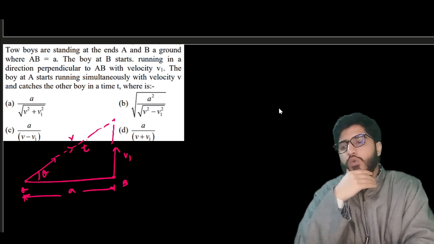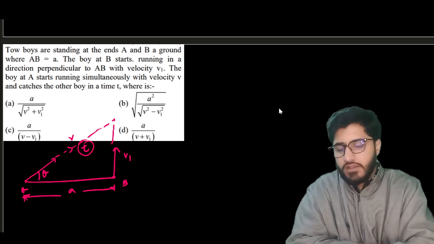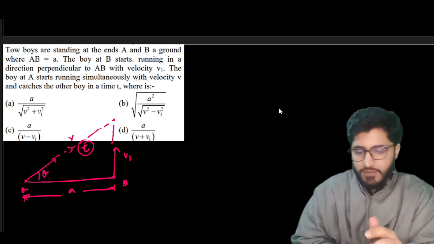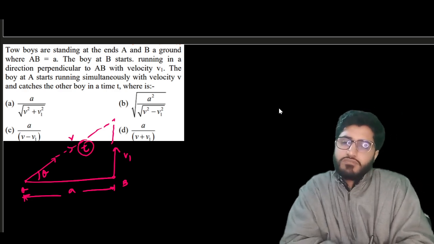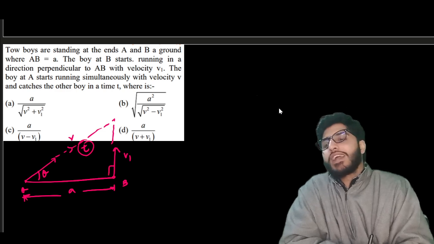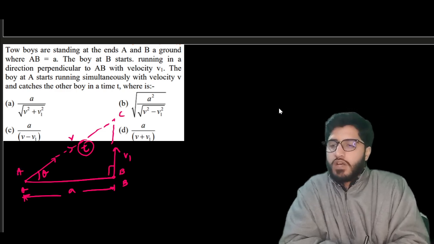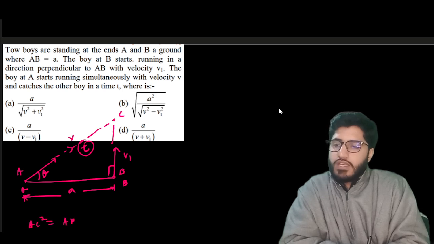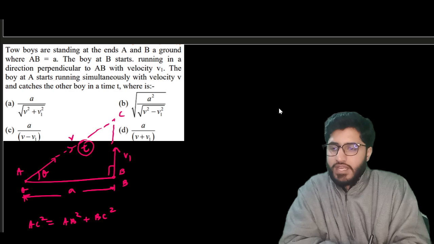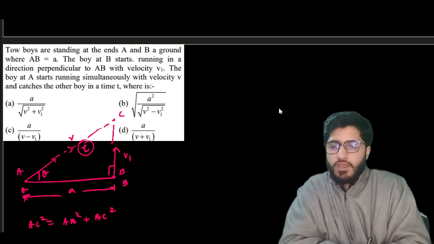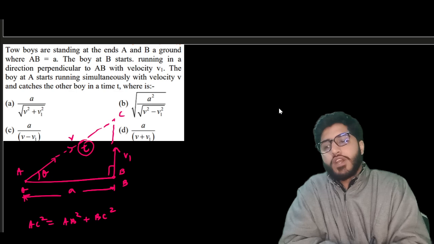So we have to find out the time at which it will get the boy. How can we get it? It is a right angle triangle. Let us suppose it is A, B, C. I can write AC square equals AB square plus BC square. So I need to get AC. What is AC? It is distance, and distance is speed into time.